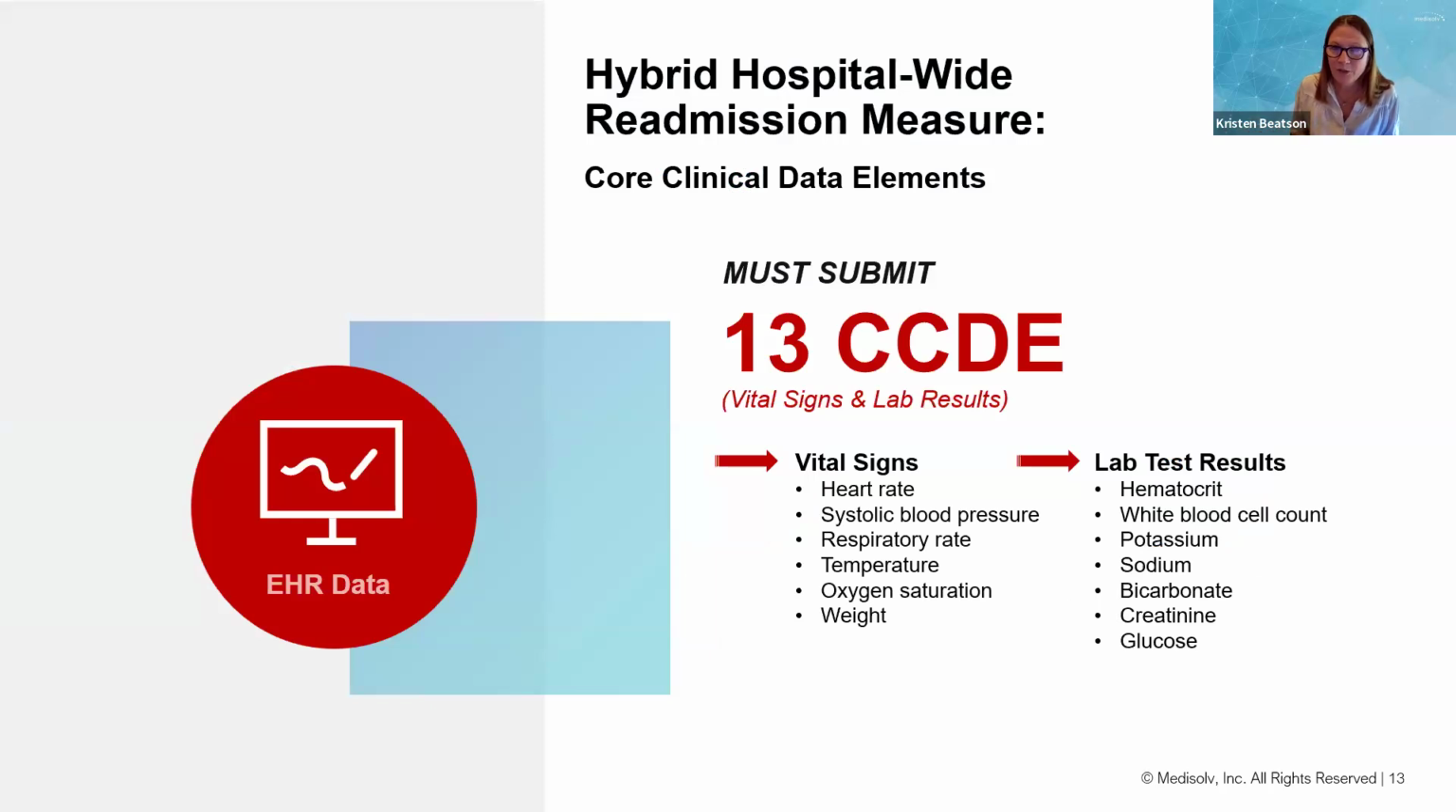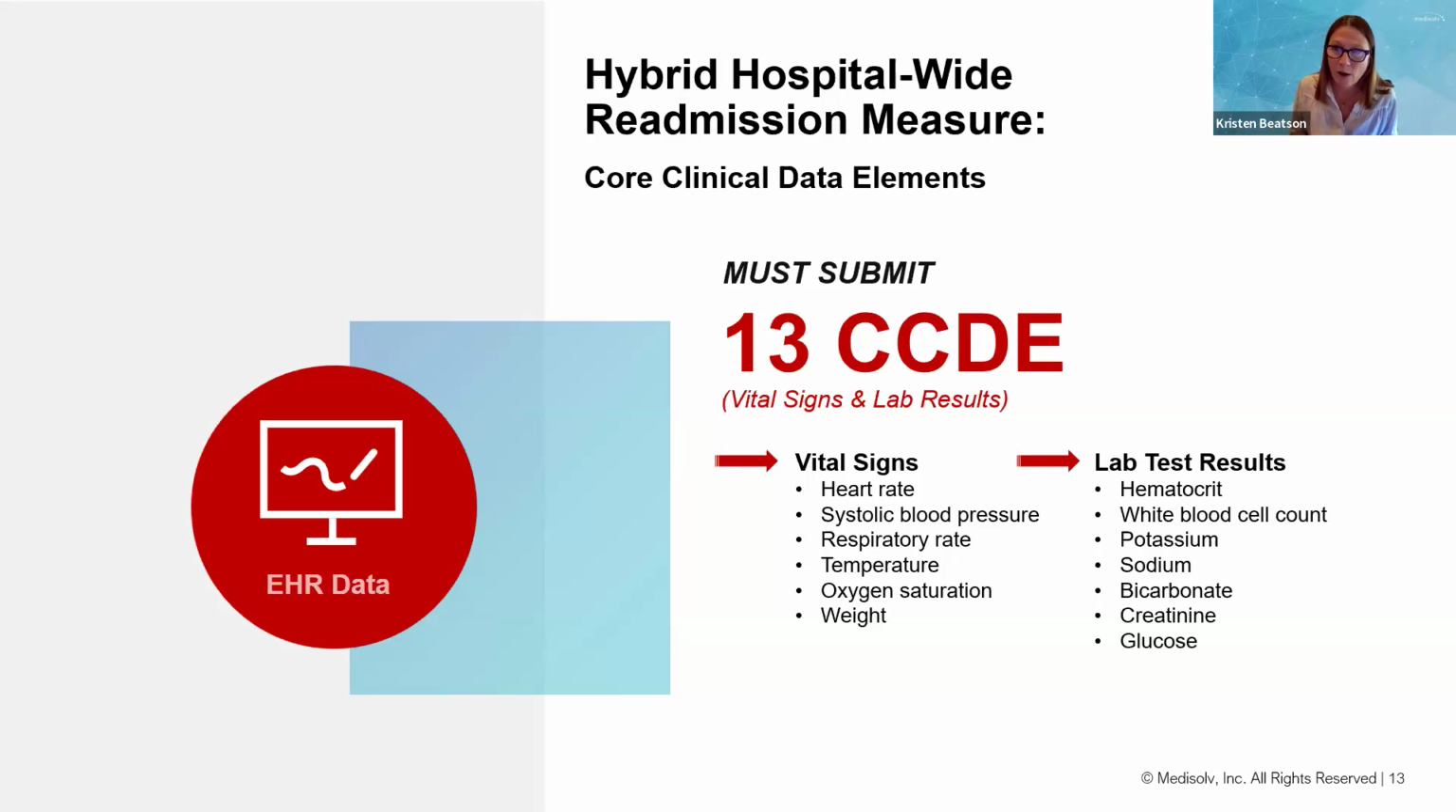So let's talk about the readmission measure first. There are 13 CCDEs that need to be included for the patient encounters within the QRDA files for submission, and they're listed here. Vital signs, you can see all of your standard vital signs in addition to weight. And then the lab test results, there are 7 lab tests that are evaluated for the readmission measure. Again, your goal is going to be to try to include all of these elements for every patient that is seen in the inpatient setting at your hospital.